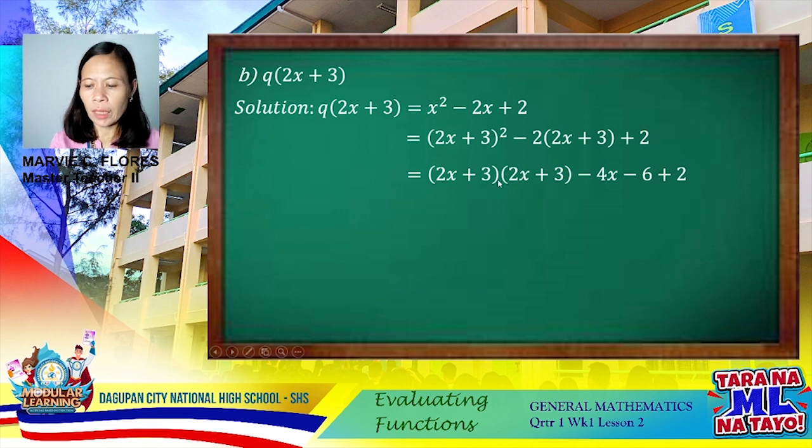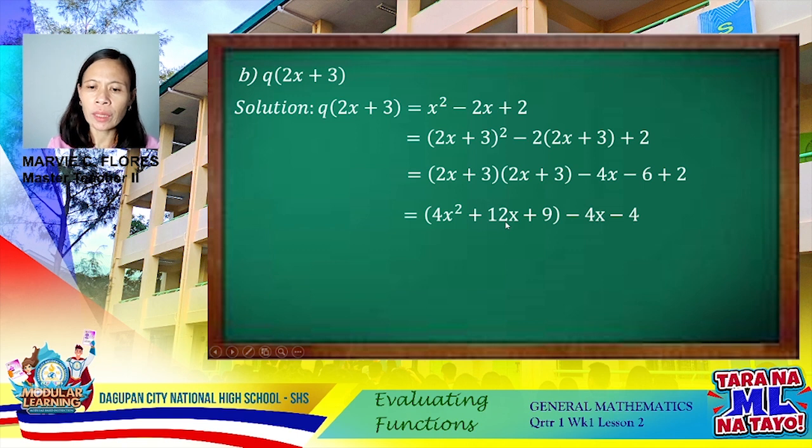Useful method. Okay, and simplifying this part. So 2 times 2x, that is 4x squared. While for this middle term, we have 2x times 3, that is 6x, plus 3 times 2x, another 6x. So 6x plus 6x, that is 12x. Then for the last term, we have 3 times 3, that is 9. So again, 4x squared plus 12x plus 9, in performing the full method.